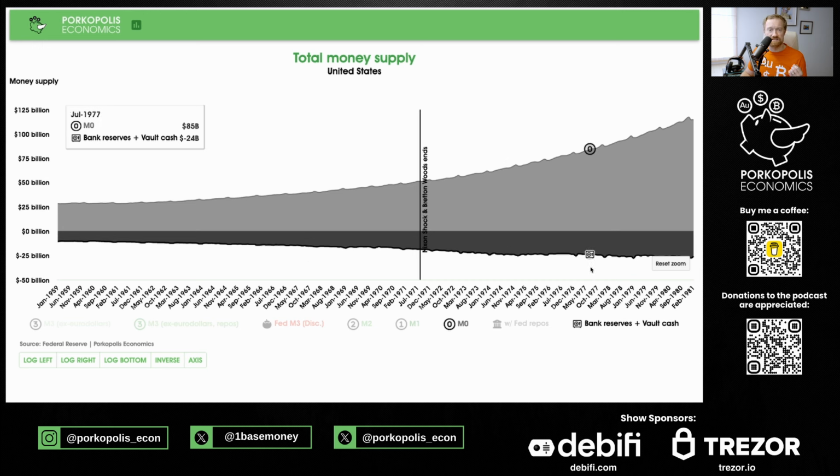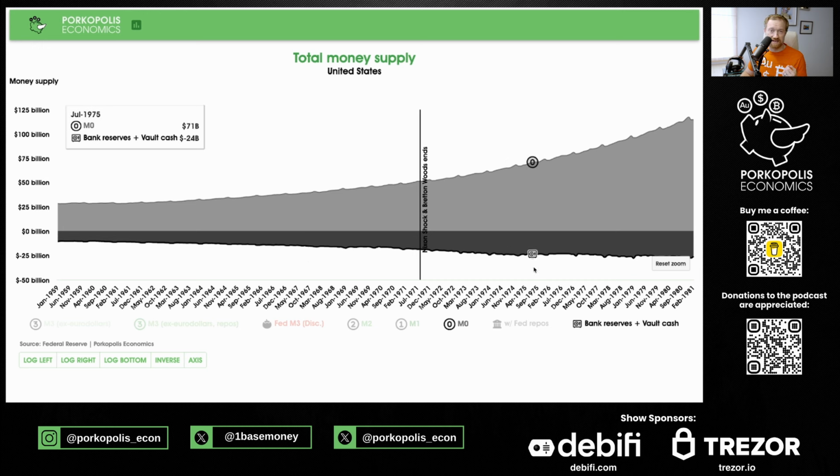What is the bank reserve? What are bank reserves? Well, those are very simply each account that every bank has with the central bank. And this is nation specific, okay? So this is the United States, so this is the Federal Reserve. This is the United States money supply.